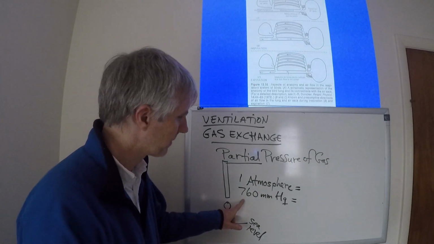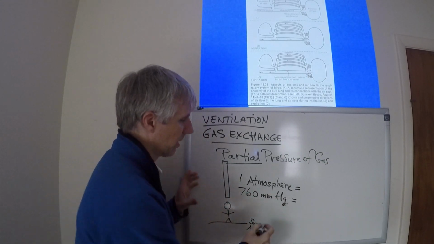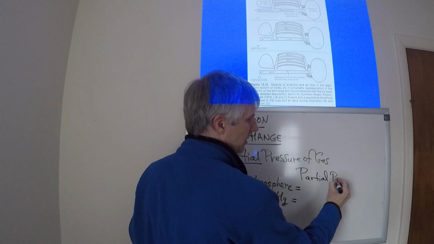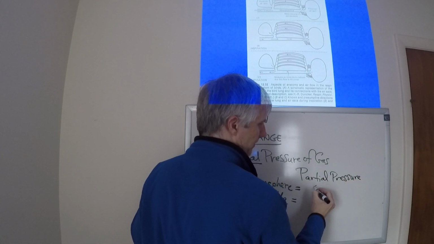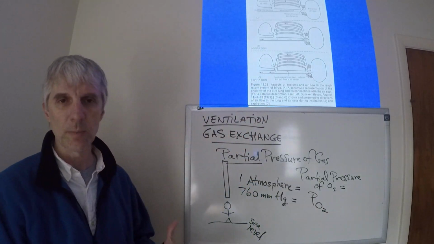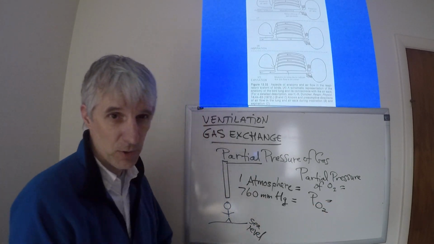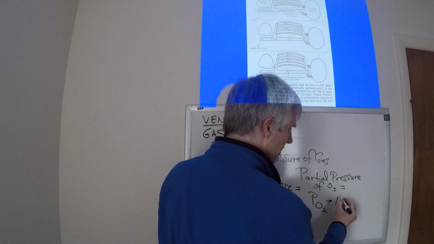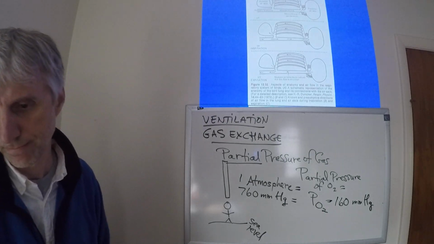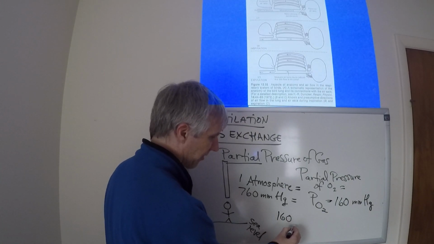So if I've got 760 millimeters of mercury total pressure, I could figure out the partial pressure of oxygen. Let's call that P of O2 for partial pressure of oxygen. And at sea level, the partial pressure of oxygen should be 160 millimeters of mercury. Okay?